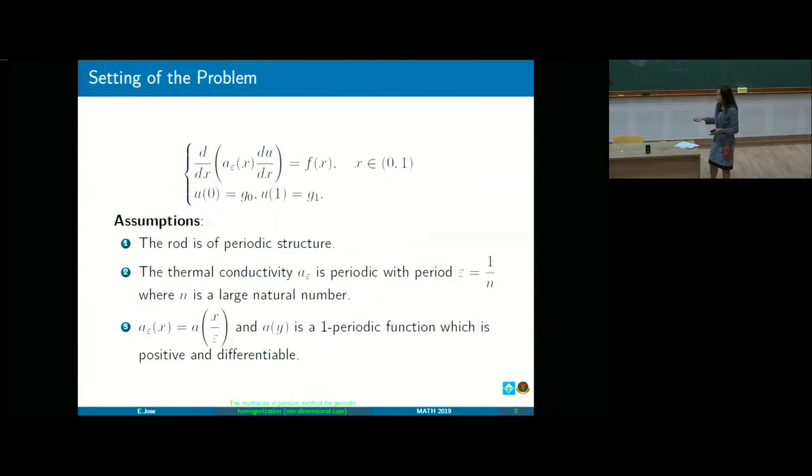Okay, so let me again state our assumptions for our problem. The rod is of periodic structure. The thermal conductivity, a epsilon, is periodic, and it is given by epsilon. Let us take it as 1 over n, where n is a large natural number. So a epsilon of x is defined to be a of x over epsilon. And we assume that a of y is a 1-periodic function which is positive and differentiable for simplicity. But a epsilon can be not differentiable. It can be discontinuous, actually. Okay, but for simplicity, let us take it as differentiable. So these are our assumptions for our problem.